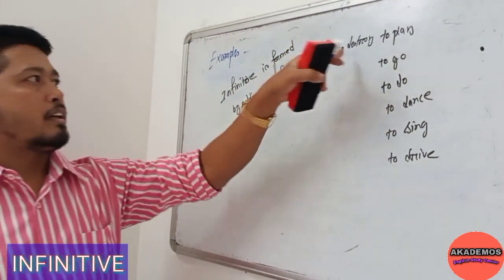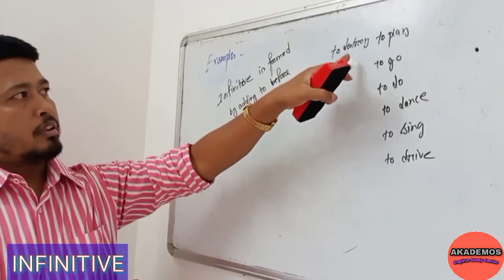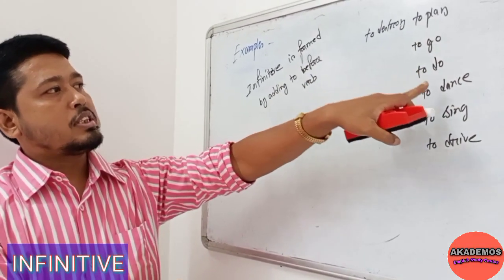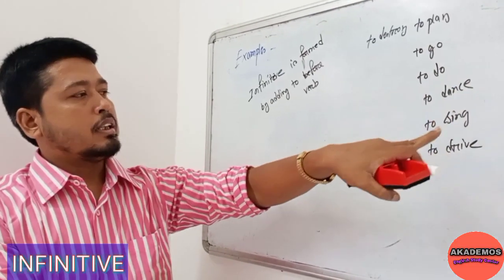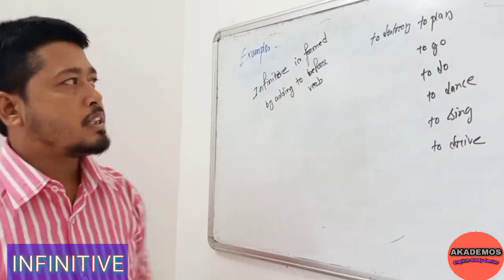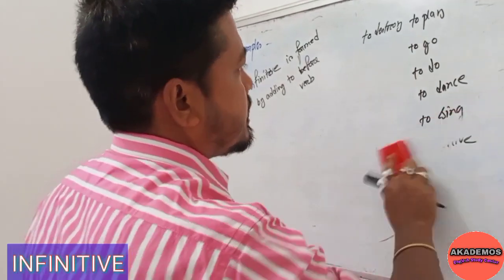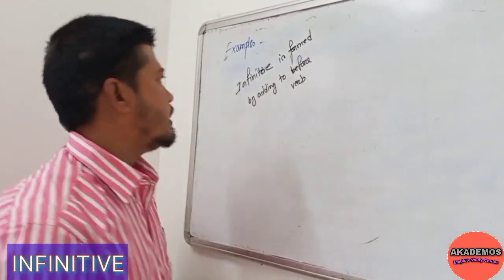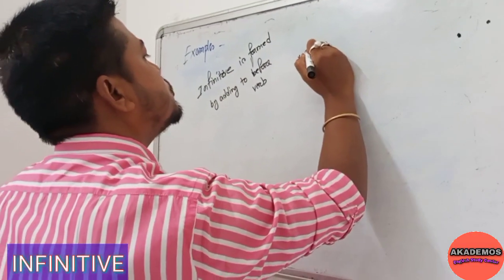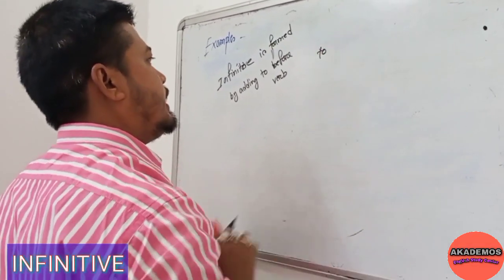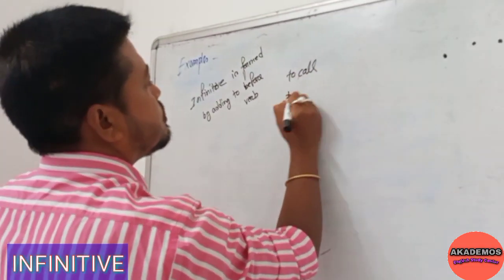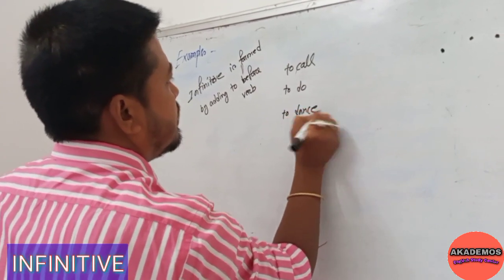In Bengali terminology, the sense of "te" is used: ami khelte jai, ami porte jai, ami eta porte chai, she nachte chai, she gaan korte jacche, she gaadi chalate chai, he wants to drive. This "te" is the Bengali pattern, and infinitive is generally formed like this. "To" is the identification, the index, before the verb: to boshbe, to do, to call, to do, to dance. This is the infinitive.